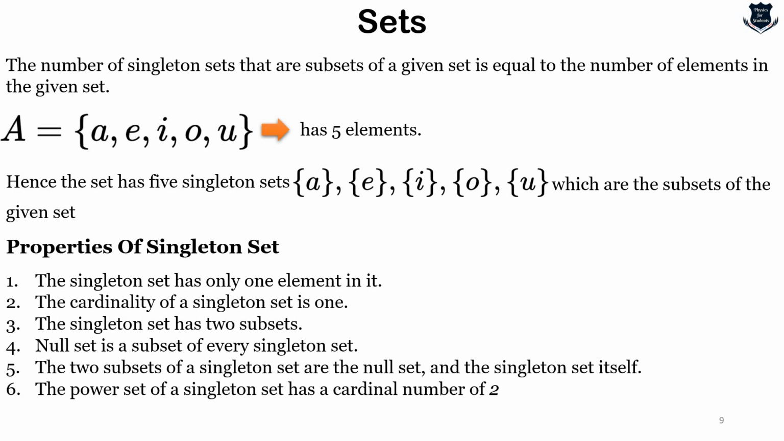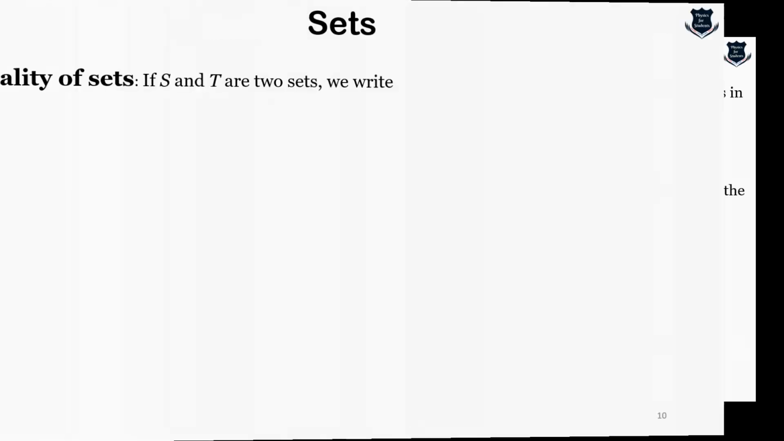Okay, these are some of the quick properties. You can just read it over. So the singleton set has only one element in it. The cardinality of a singleton set is obviously 1. A singleton set has 2 subsets, obviously. The null set is a subset of every singleton set. The 2 subsets of a singleton set are the null set and the singleton set itself, and the power set of a singleton set has a cardinal number of 2. There's nothing, it is just quite obvious, which comes from the definition. You can go through it.